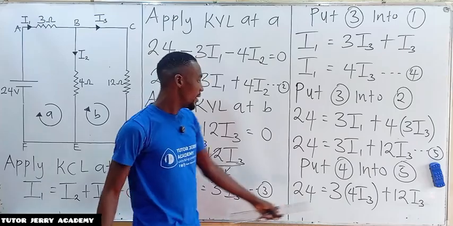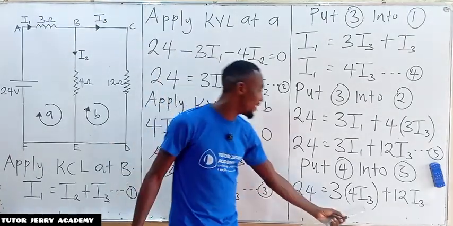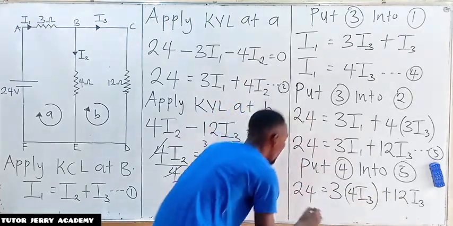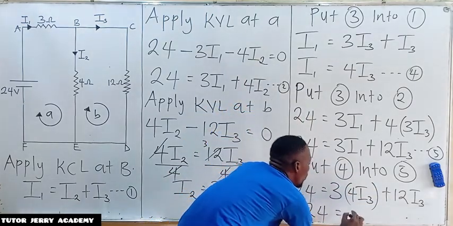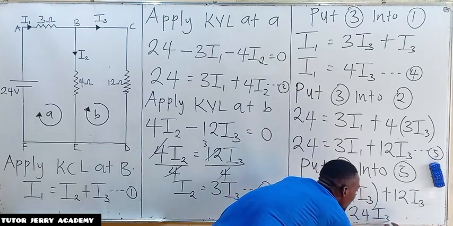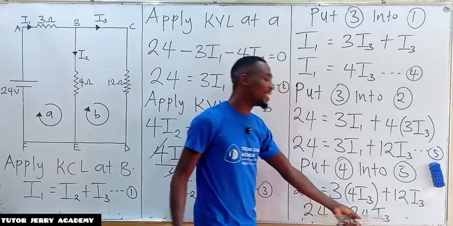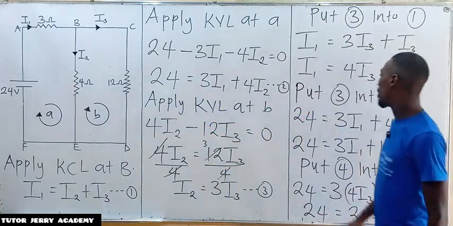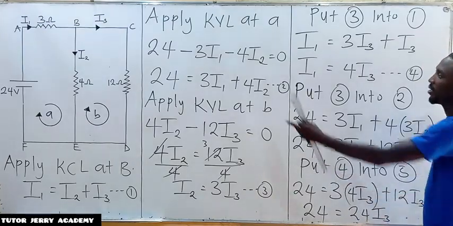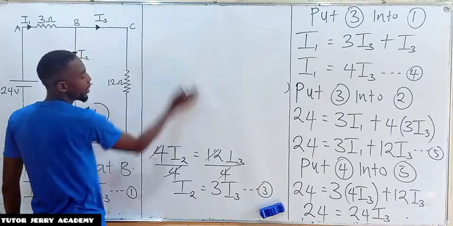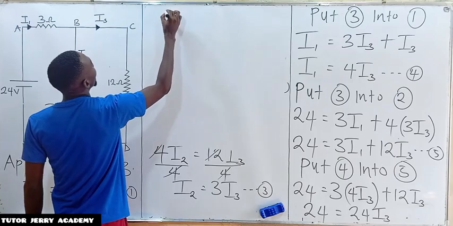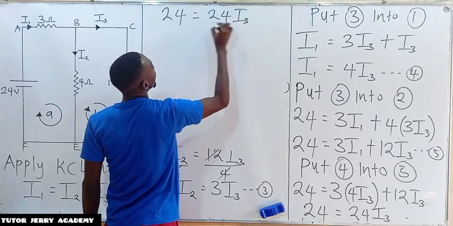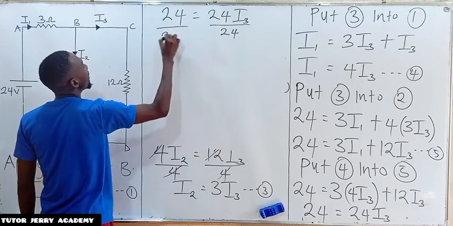All right. So now 3 times 4 is 12I3, right? And 12I3 plus 12I3 gives us 24I3. So we are going to have 24 equals to 24I3. Now for us to get I3, we are going to divide both sides by 24. You can quickly take a screenshot of this so that we continue. So we have 24 equals to 24I3, divided by 24, divided by 24.